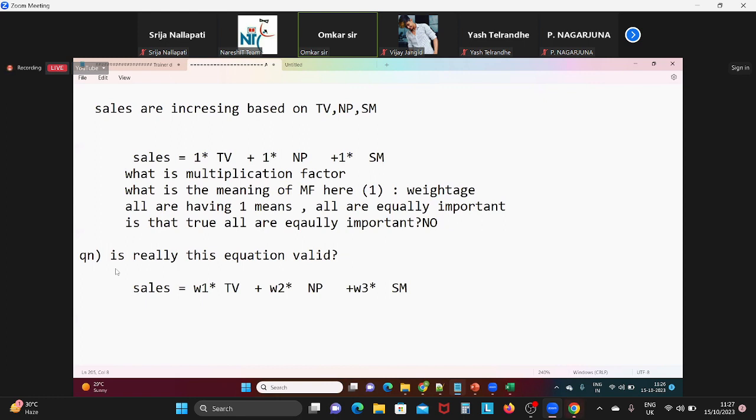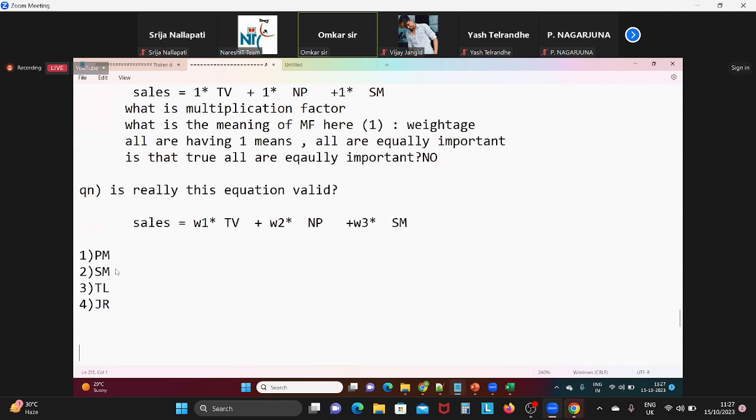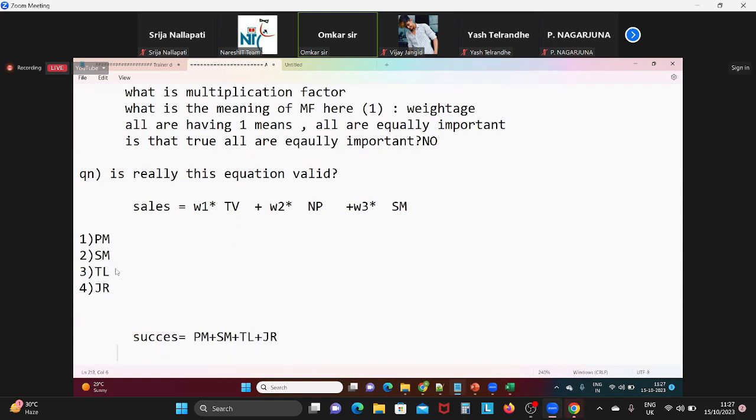All are not equally important, because, say you are doing one project. In a project, one senior manager will be available, one project manager, one team lead, one developer, and junior developers. The success of the project is equal to project manager, senior manager, team lead plus developer. Is that correct? Is everyone equally contributing to success? No, right? Generally, the team lead will do more work and the junior also will do more work. These guys do less work.